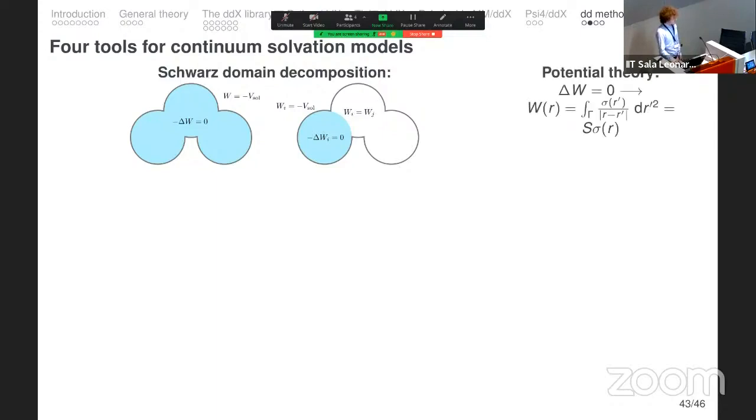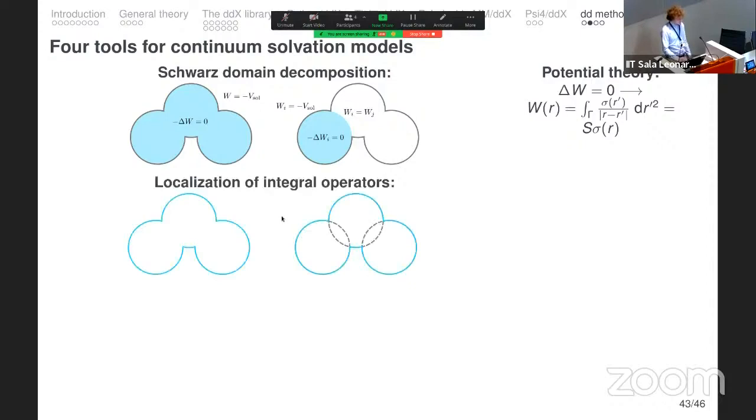Then we also use a lot of potential theory. So whenever we have some partial differential equation, we may want to go to an integral representation. And we do it for any given partial differential equation by using all the various single layer, double layer operators with Coulomb kernel, with Yukawa kernel, depending a little bit on the method we are using. And then we also wanted to localize the integral operators following some philosophy similar to the Schwarz domain decomposition. But now it's different because we are dealing with an integral equation which is defined only on the outside.